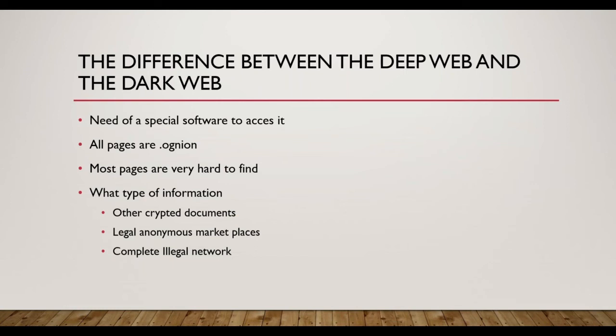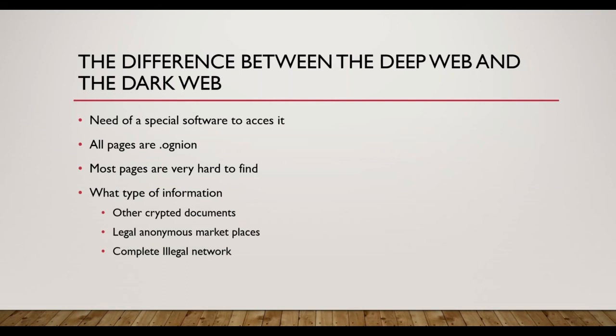Also, what you have is a complete illegal, huge illegal network. When I say huge illegal network, you have absolutely everything. It can go from drugs to guns to, let's say, fraudulent credit cards. A lot of bad things can be there, because once again, in this part of the internet there is no law. Everyone is anonymous, so people do pretty much what they want.